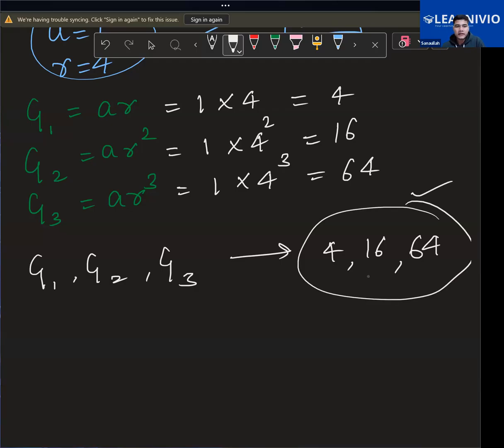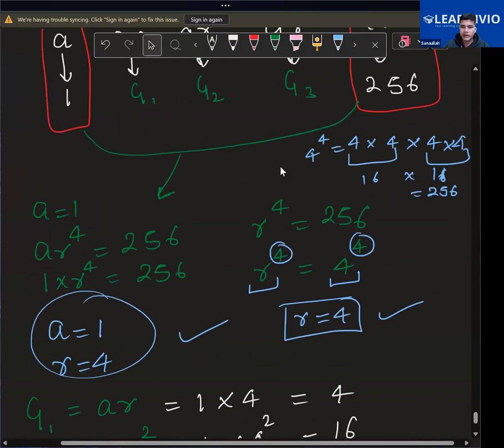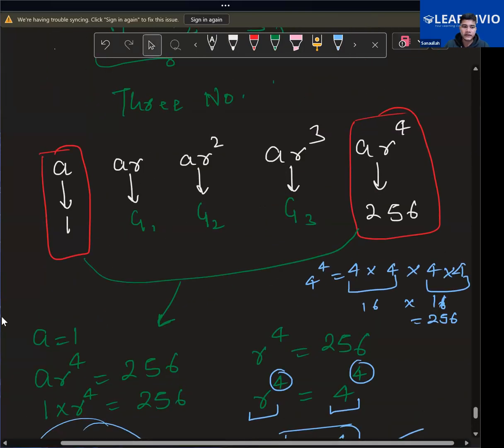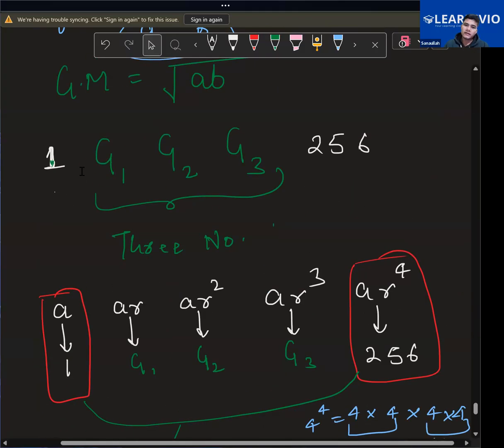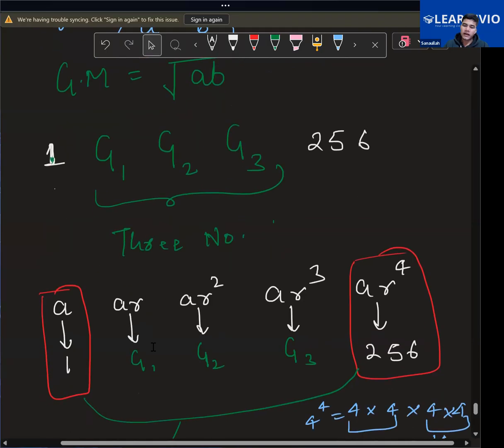We need to insert three numbers between 1 and 256. Yes, sir, I know. See, instead of writing this G, you can take anything. This is not geometric mean. Geometric mean is denoted by GM. These are the general terms. These are the terms of GP.